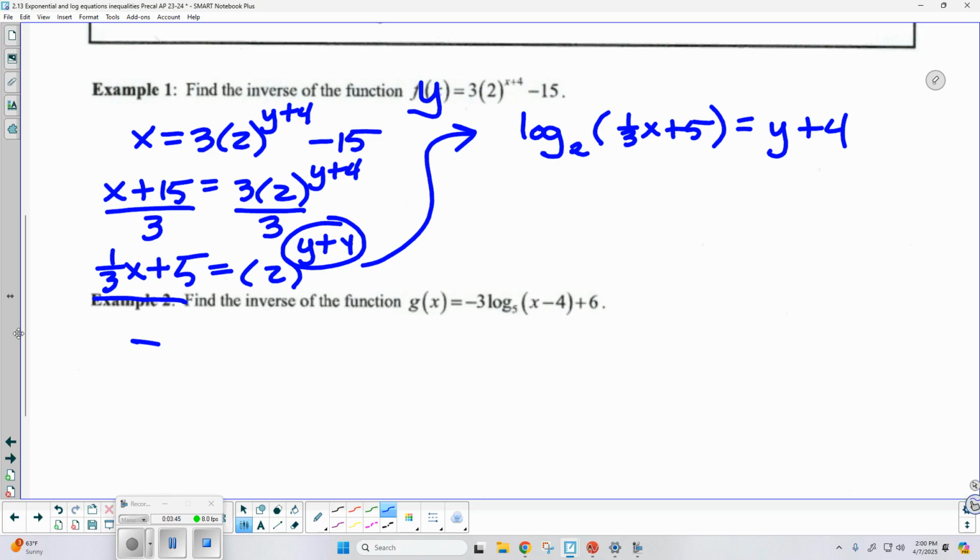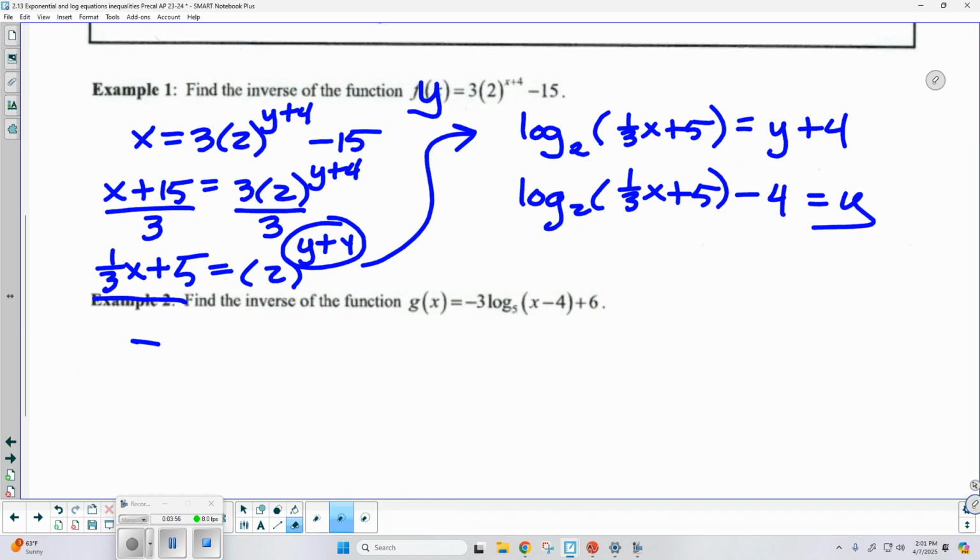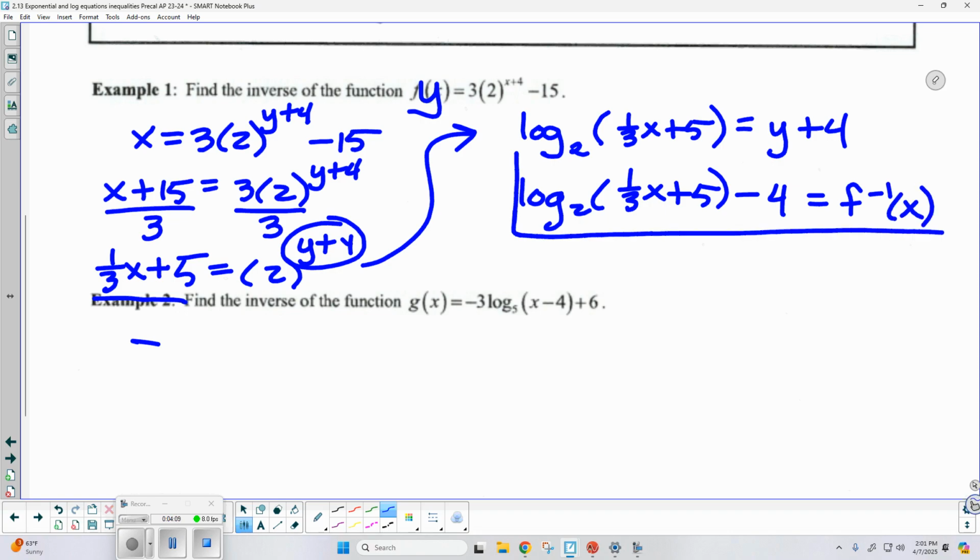Now I've got one step left. Let's go ahead and subtract that 4. So log base 2 of 1/3 x plus 5, minus 4, is equal to y. And this is what step number 3 in that box above was talking about. Once you get the y by itself, I'm going to go ahead and remove it, and I'm going to replace it with the notation. We had f of x, so I'm going to say f inverse. Here we go. There's my inverse. So we're just taking some properties we know about logarithms and basically algebra, and we're just finding the inverse. Anybody have any questions?